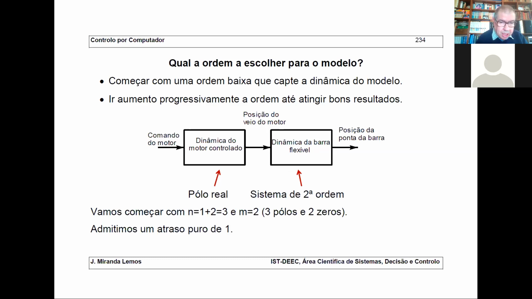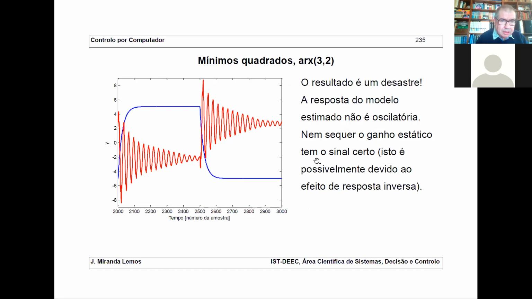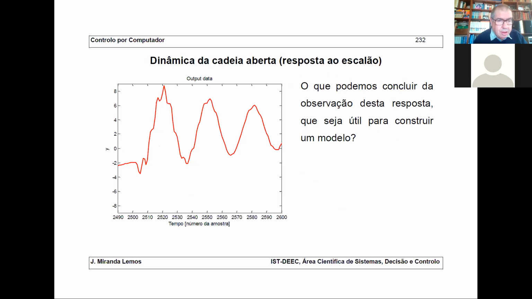Now, let's apply a step to the command of the motor. This is not exactly a step, but it's not much different from a step. And then you have this oscillation here. So let's see some actual experimental data. We had the bar more or less in equilibrium, and I applied one positive step to the motor, and I got this result.